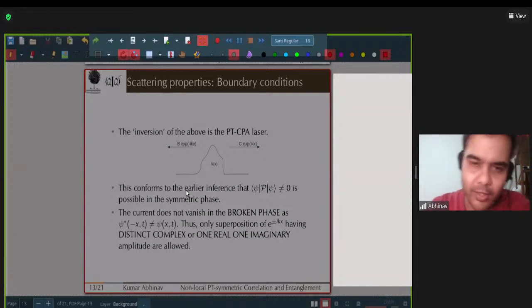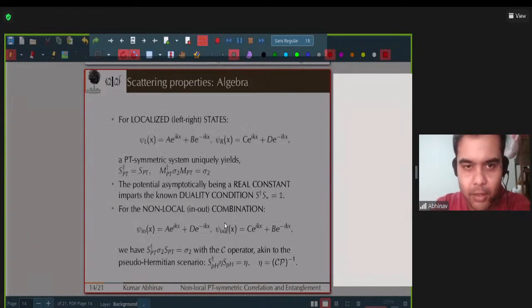For the PT broken case, you may not have identical plane waves, but plane waves with different coefficients, right? They have to be, because a plane wave itself is PT symmetric, e to the power ikx. So you need the coefficients to play a role to make them non-PT symmetric. That will be the broken phase, which is not interesting for us as of now.